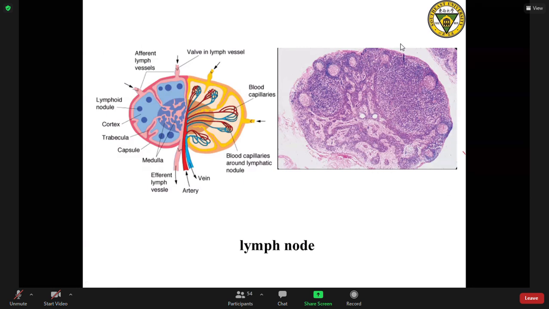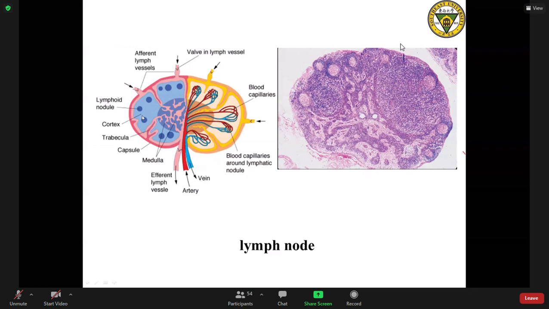This is the basic structure of the lymph node, a normal structure. Here you can see the capsule. When we cut a lymph node, you can see a capsule around it. This is connective tissue around the lymph node, meaning the capsule. And then this area is the cortex, and here is the medulla. Cortex, medulla, capsule.